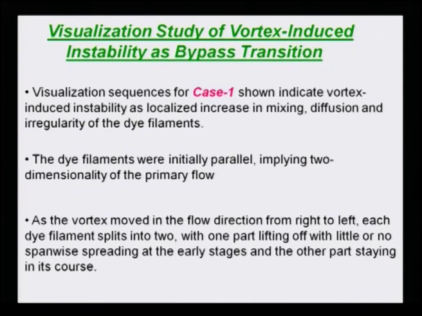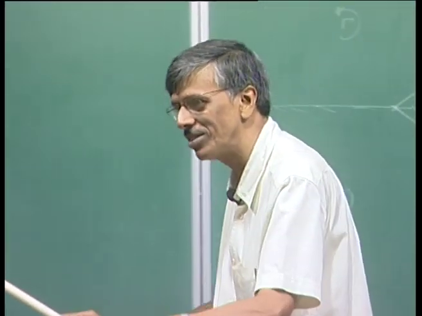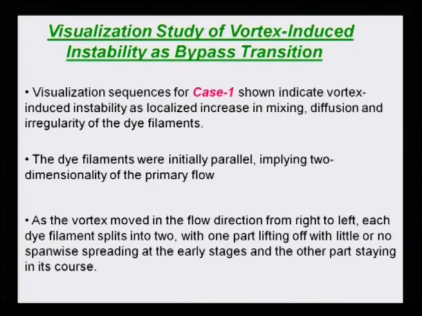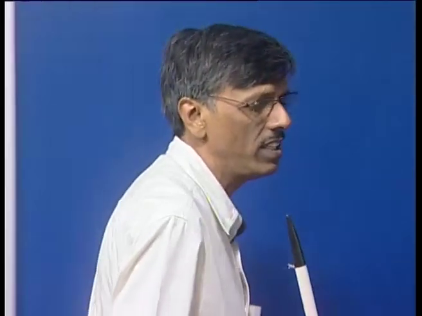So what we noticed was a localized increase in mixing, diffusion, and irregularities. As the dye filaments were initially parallel, we indeed have two-dimensional flows. As the vortex moved in the flow direction from right to left, each dye filament split into two. One part lifted off with little or no span-wise spreading at the early stage, and the other part actually remained within. You can correlate it to what we talked about: wall and free stream modes. The one that stays there is like your wall mode, the disturbances are embedded. But those which go out go through all this process: enhanced mixing, diffusion, and irregularities. This is what we've seen for this case.